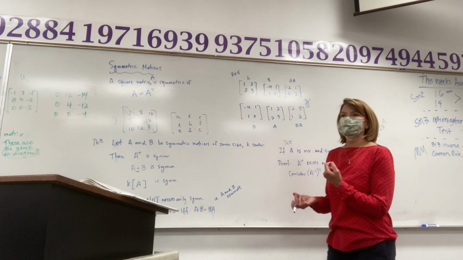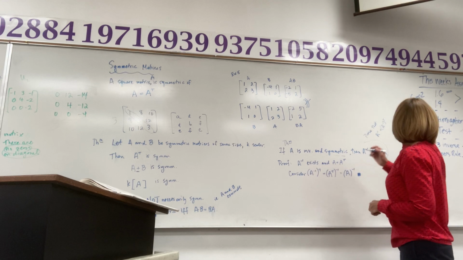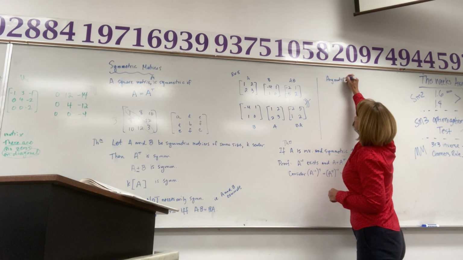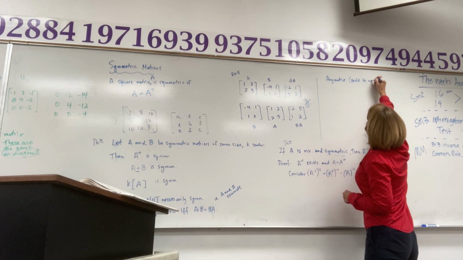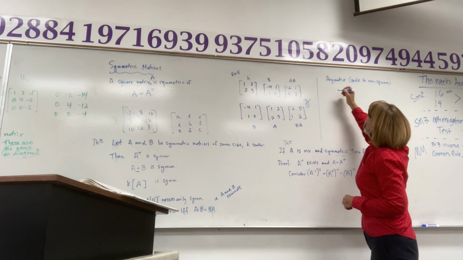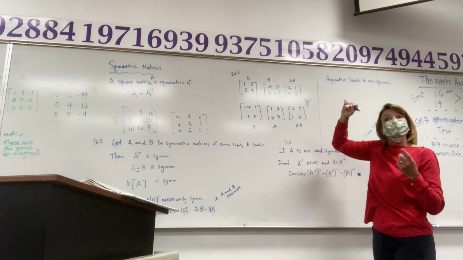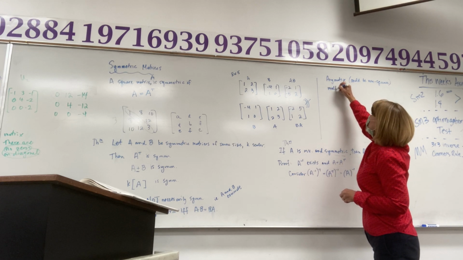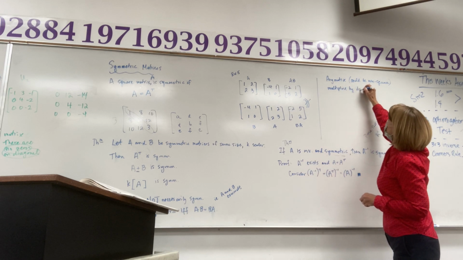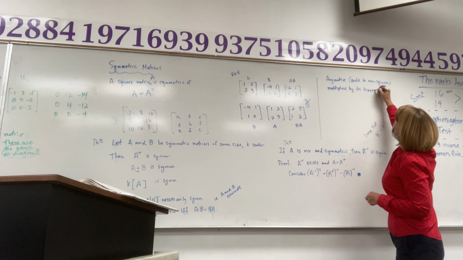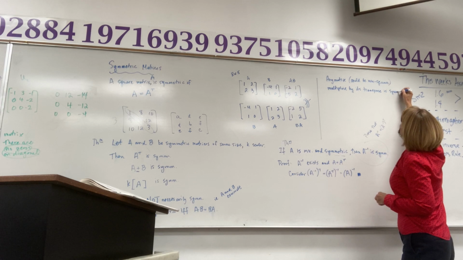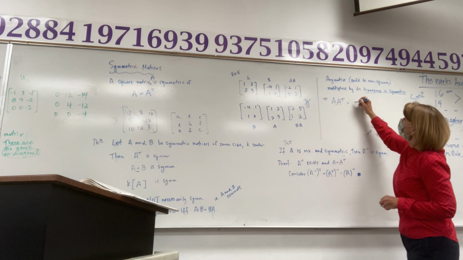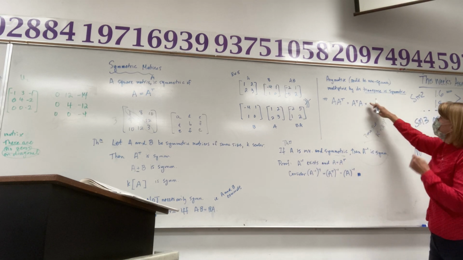Okay, there's a formula to make a symmetric matrix. Any matrix A, it doesn't even have to be square, could be non-square, multiplied by its transpose is symmetric. So in other words, A times A transpose, which also equals A transpose A, is symmetric.